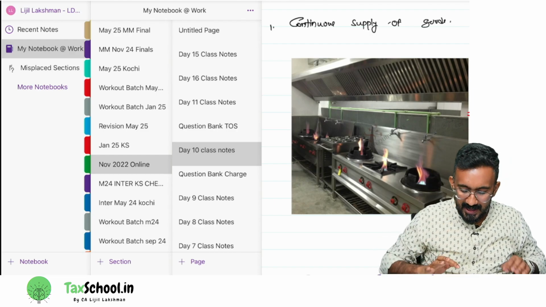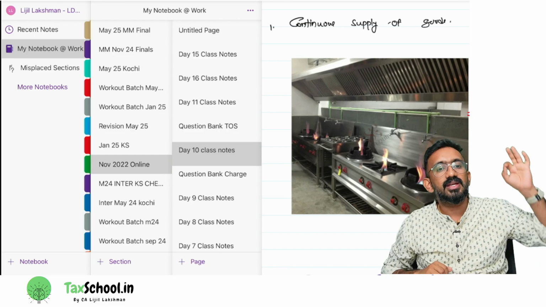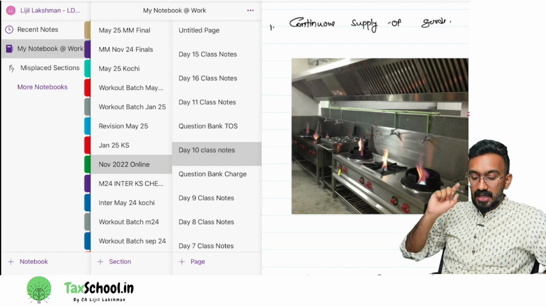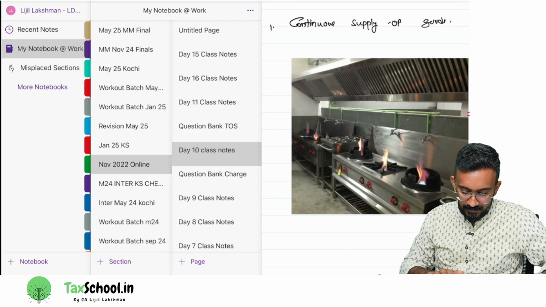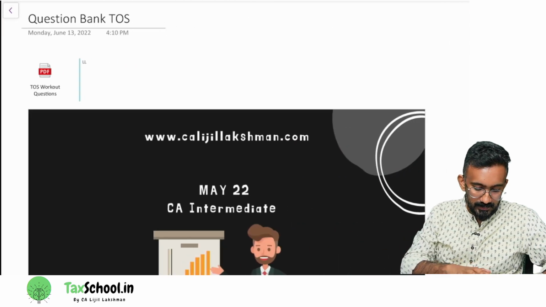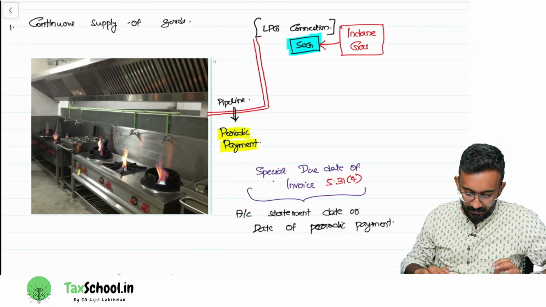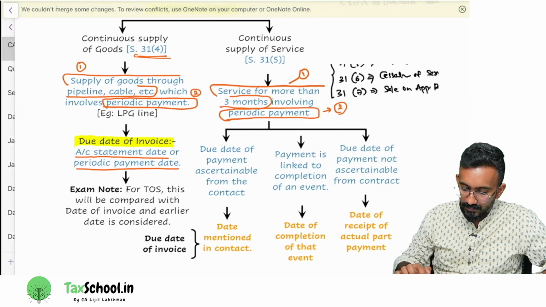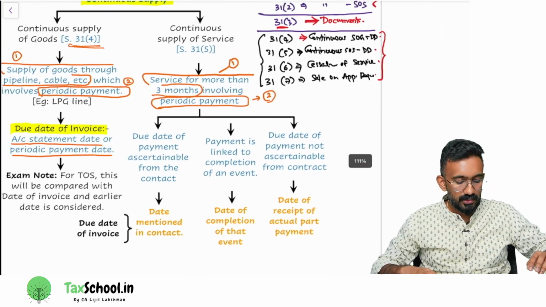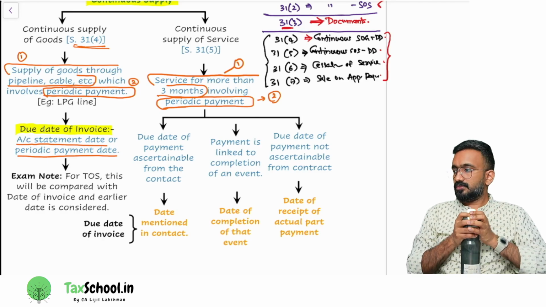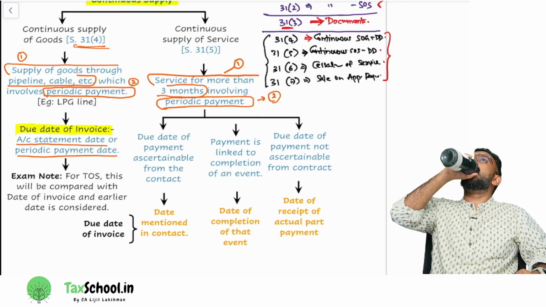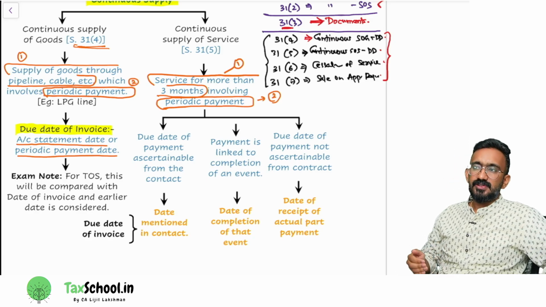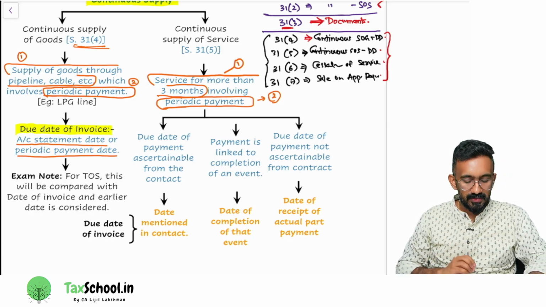Continuous supply of service. I'm considering continuous supply of service to be an important provision here. Why? Because there is a circular clarification on hybrid annuity model, which is considered to be continuous supply of service. Let's look at that. Continuous supply of service, the definition is not same as continuous supply of goods.